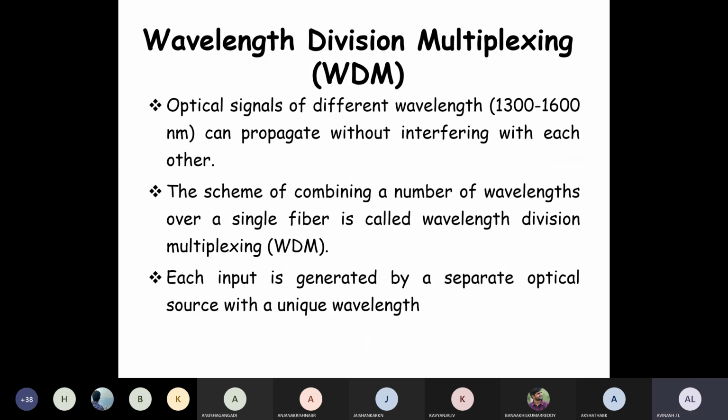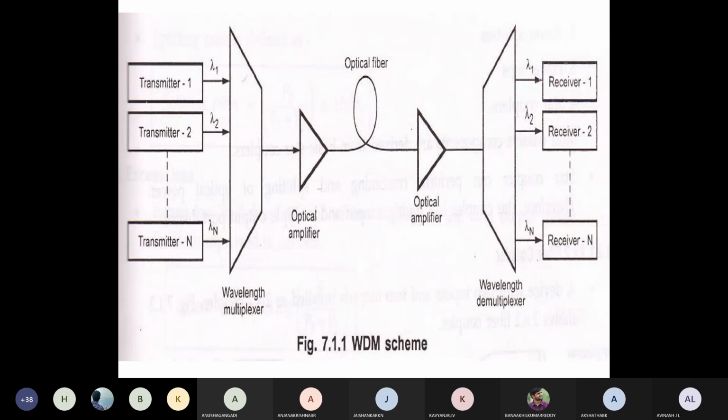Okay, so please make a note of this one. Once you have taken this particular thing, you can go for this particular WDM scheme. Okay. So write the diagram, all of you.